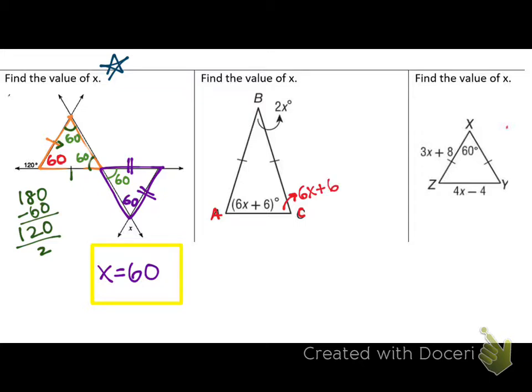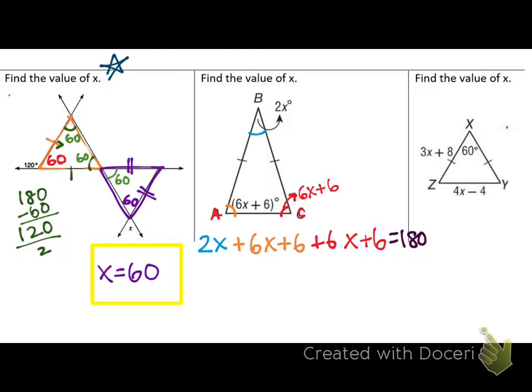We're just going to set this one up just to save a little bit of time. So we would take 2x plus 6x plus 6 plus 6x plus 6, and it equals 180. You'd combine like terms and all the things. I have faith in your algebra.